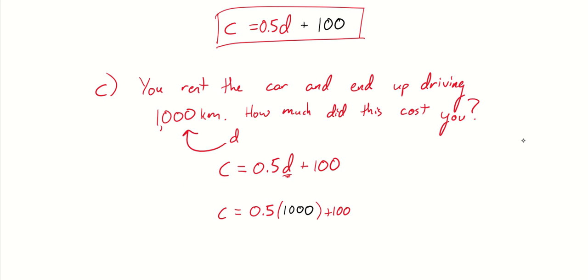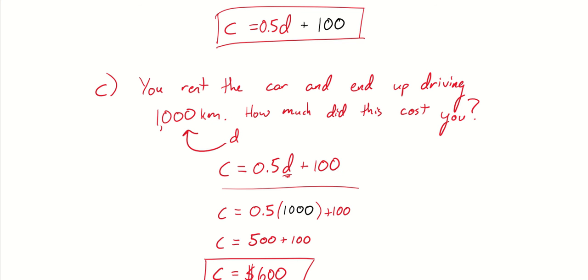And so what will this be? Well, 0.5 times 1,000 is just 500. Then we just add 100 to that, and the total cost of this car rental will be $600. There you go. That's how much it would cost. How did we figure that out? Well, we had this really, really nice, convenient equation that related distance driven to how much it will cost you overall. So all we really had to do was plug one number in, do some math, and then, hey, there's our answer.